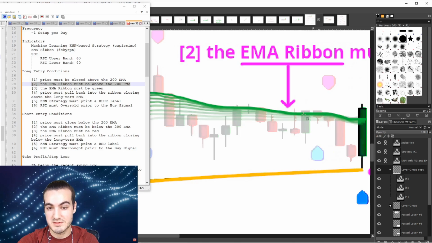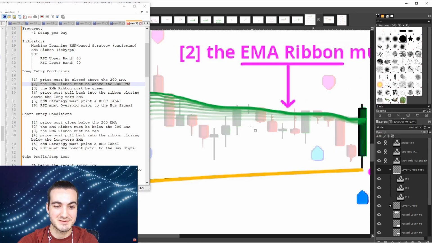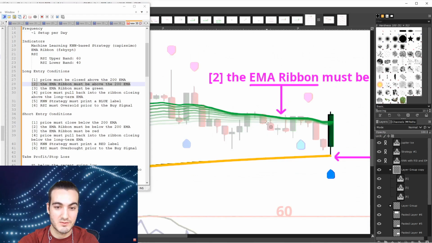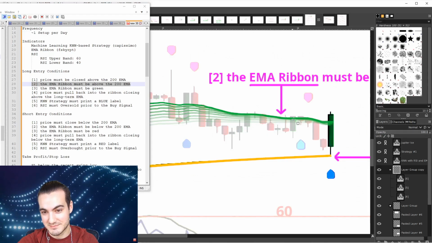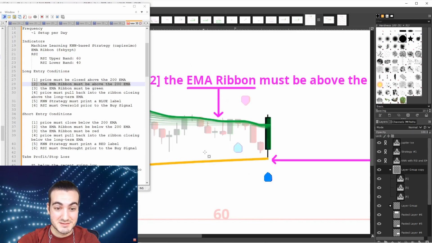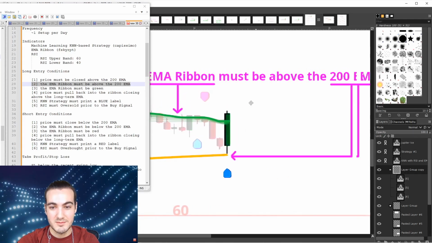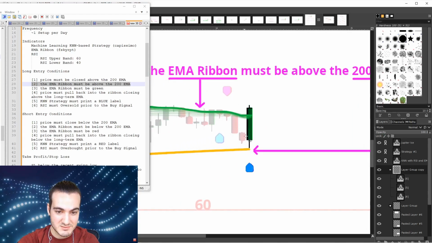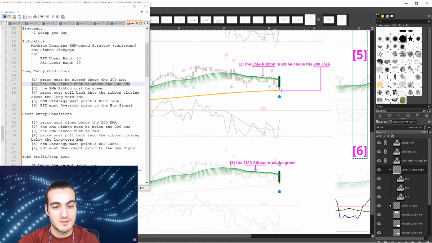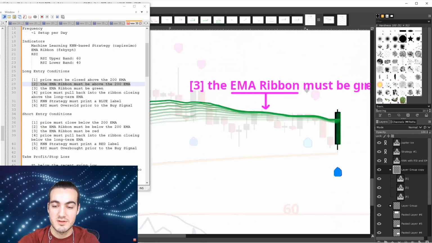And of course, they will start to converge if price enters this ranging motion, because the longer it ranges, all the moving averages start to have the same data to use. Okay. So that's step number 2. The EMA ribbon must be above the 200 period EMA. As you see, it is here, 200 EMA ribbon. The third step is the EMA ribbon must be green.